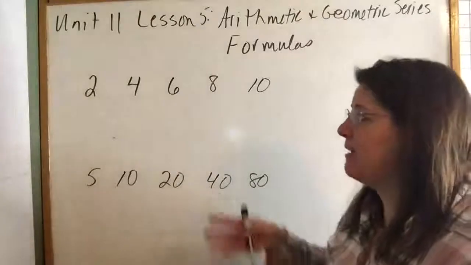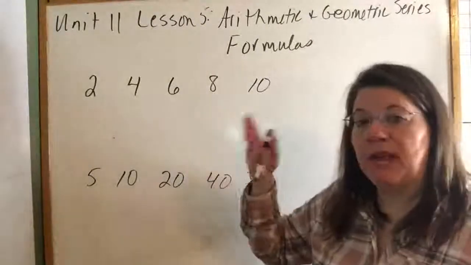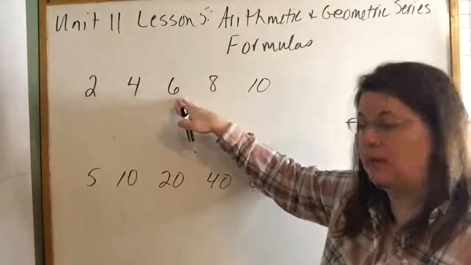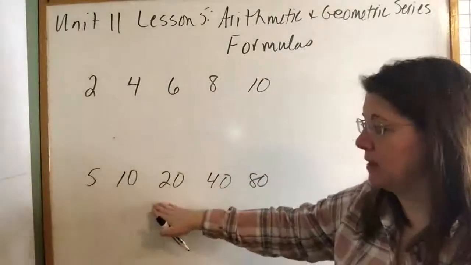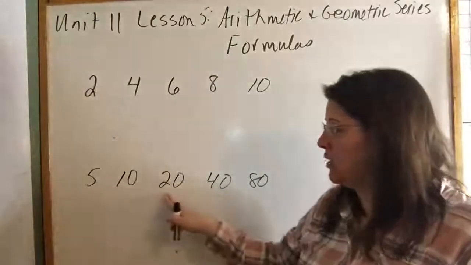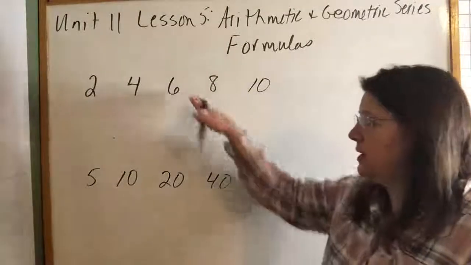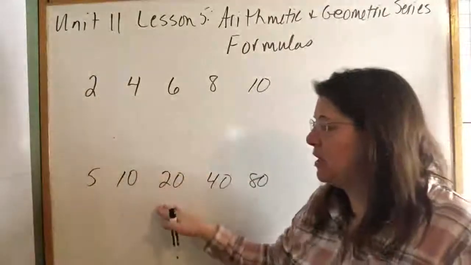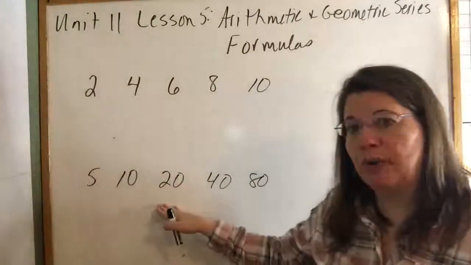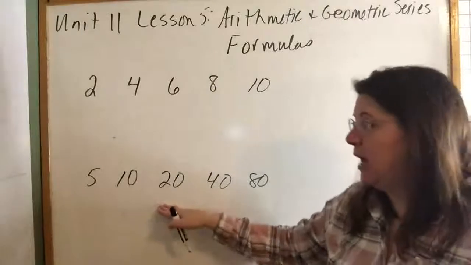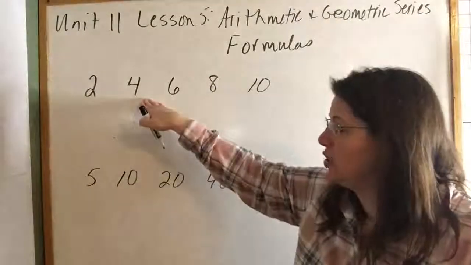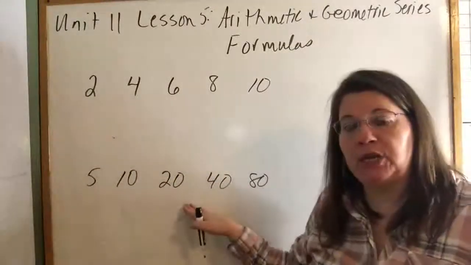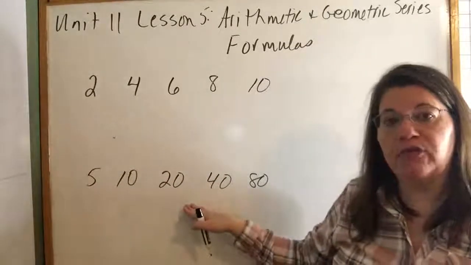So they may give us a series, and it could be arithmetic or geometric. This one is an arithmetic sequence. This one is a geometric sequence. It goes from 5 to 10, 20, 40, 80. So in this one, your D value or your common difference is 2. In this one, your R value or your common ratio is also 2. So we're adding 2 to get to the next term in the arithmetic sequence, and we're multiplying by 2 to get to the next term in the geometric sequence.